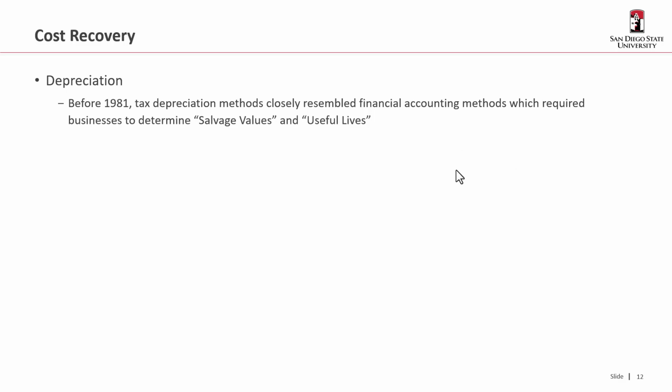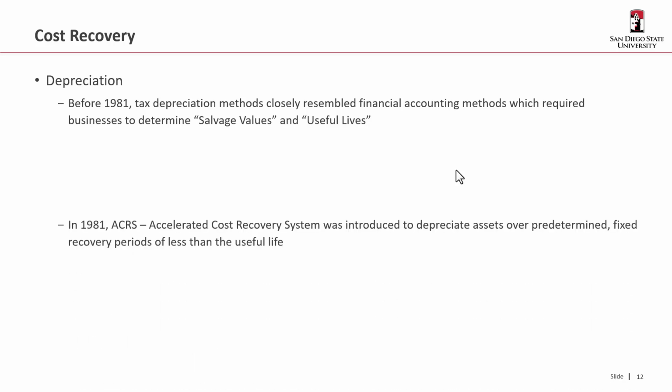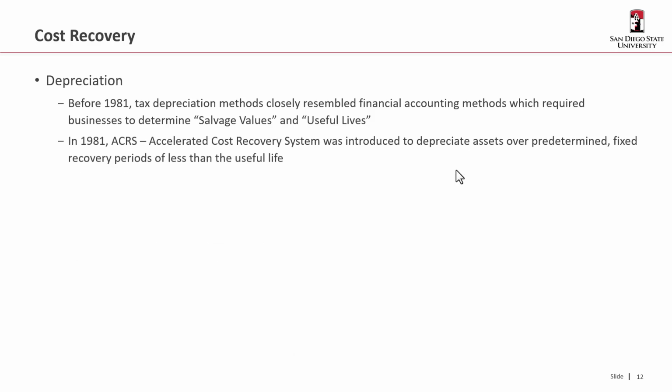So how is depreciation done for tax purposes? Well, pre-81, it used to have a system that was pretty much like book accounting. You use a salvage value and you determine useful lives. But in 81, the economy was suffering a little bit. This was right after the Iranian hostage crisis. We were coming out of really high inflation, and so Reagan was elected president. His administration wanted to try to stimulate the economy, and so they created ACRS, the Accelerated Cost Recovery System.